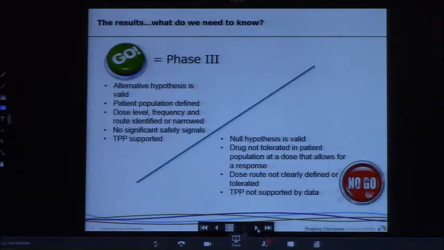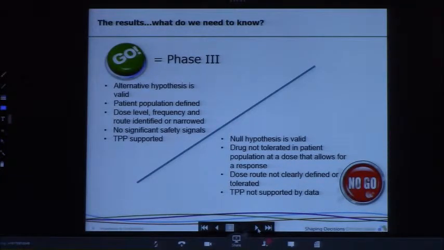In other words, there is no response seen in patients. The drug is not tolerated in your patient population at the dose that allows for a reasonable response. So you may be able to get a response, but if all your patients are vomiting or suicidal ideation and that sort of thing, such that you don't think the product is in fact commercially viable, then you may elect to stop.